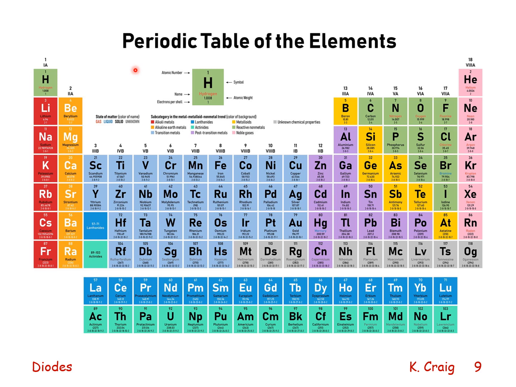Here is the periodic table of the elements. We want to focus on group 3, group 4, and group 5. Let's look more closely at this portion of the periodic table.